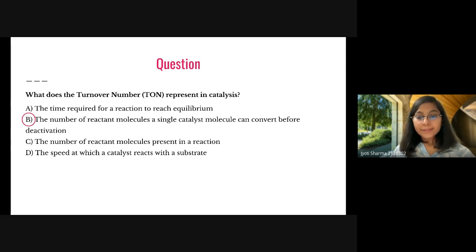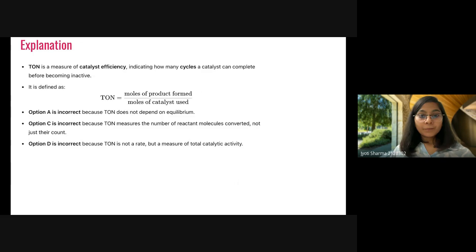So B is the right answer. TON, the turnover number, is the measure of catalyst efficiency, because it calculates how many cycles a catalyst can complete before becoming deactivated, and we can calculate it as the moles of product formed upon moles of the catalyst used. We do have some numerical questions, I think 2 or 3, based on this TON, and we will see how we can calculate this.